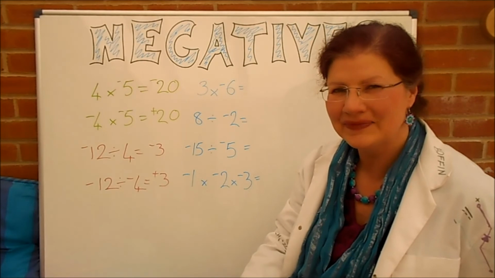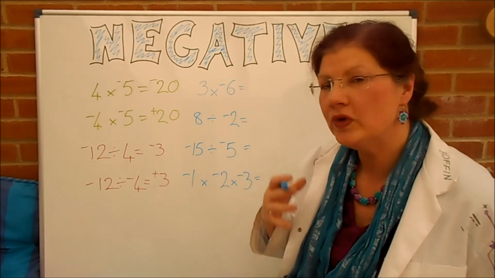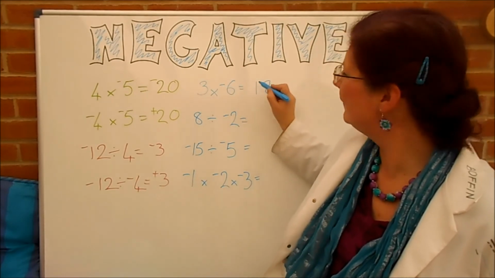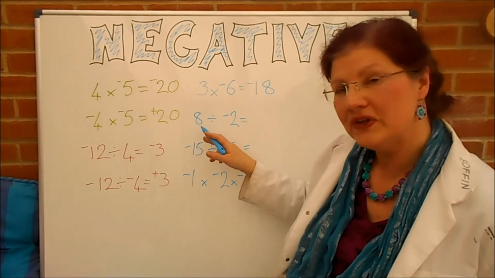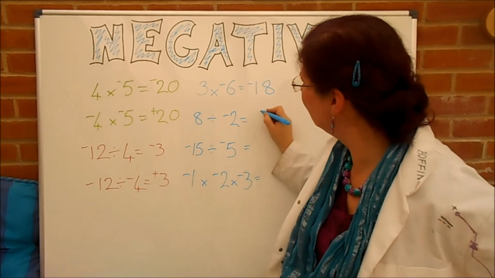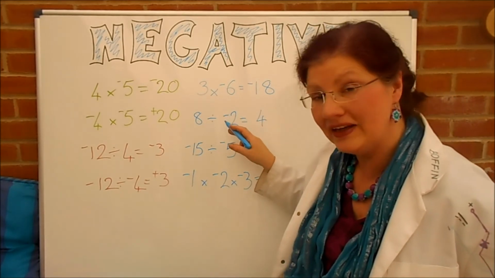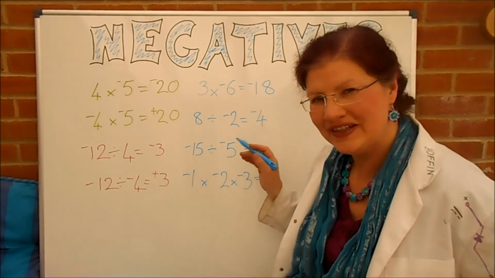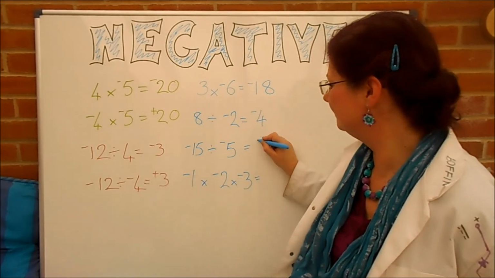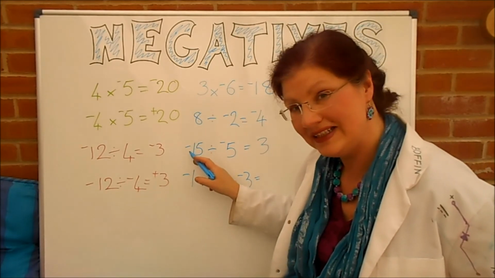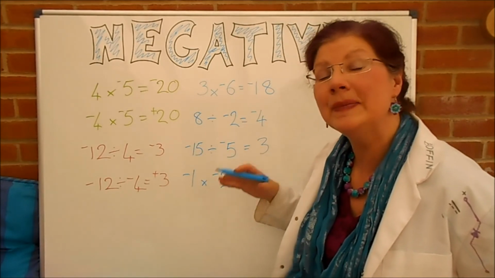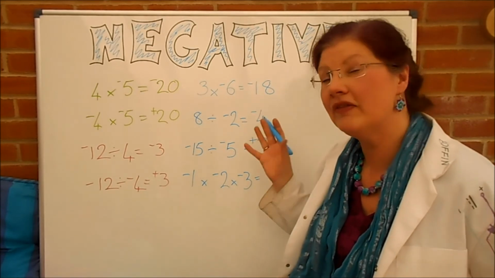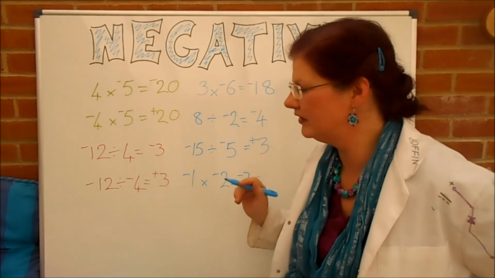Right, let's go through those. We've got a 3 times a 6 at the top, which is always going to be an 18. And that means it's a negative 18. Here we've got a divide. 8 divided by 2 is going to be a 4. And that means it's a negative 4. Here we've got a 15 divided by a 5. That's going to be a 3. That would make it a negative 3. And that one flips it back to positive 3. You don't have to put the plus there. I've put it there just to make sure we definitely know it really is positive.